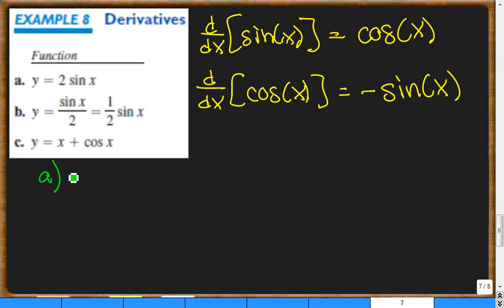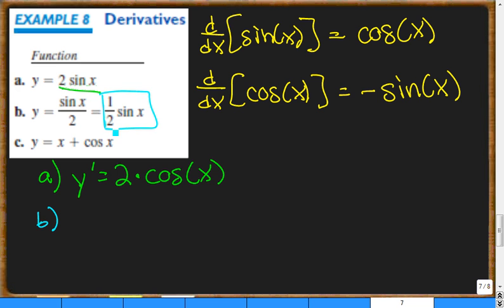So a, if we're looking for y prime, the 2 stays out. And then we think of what's the derivative of sine of x? Well, that's just cosine of x. So that's it. That's the derivative. For b, we've got 1/2 times the sine of x. Well, this is just going to be 1/2 times the derivative of sine of x, which is cosine of x.